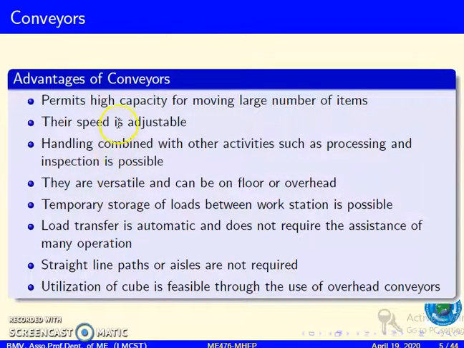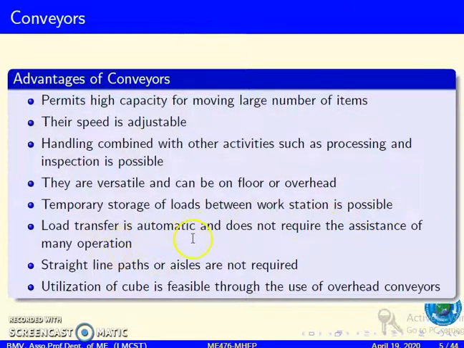These are the advantages of conveyors. It permits high capacity for moving large number of items. The speed is adjustable. Handling combined with other activities such as processing and inspection is possible. They are versatile and can be on floor or overhead. Temporary storage of loads between workstations is possible.